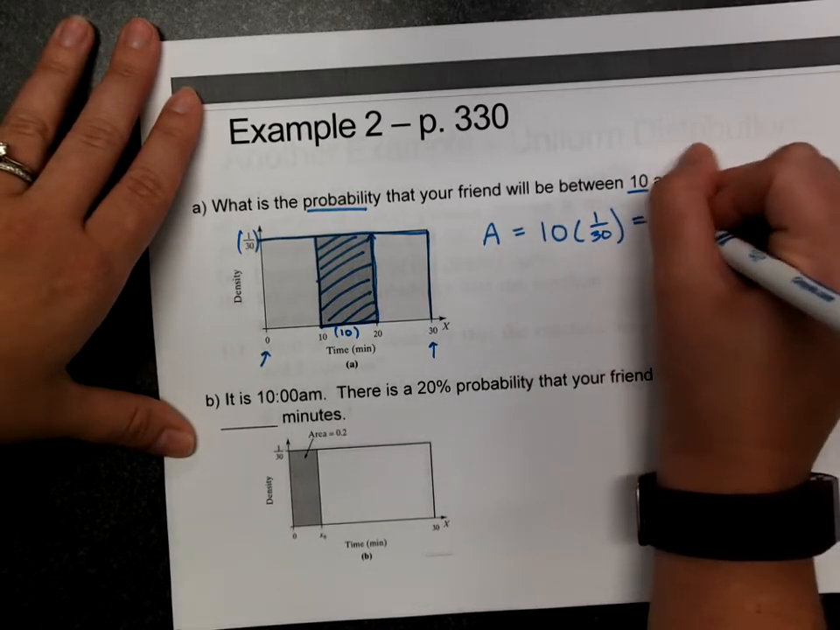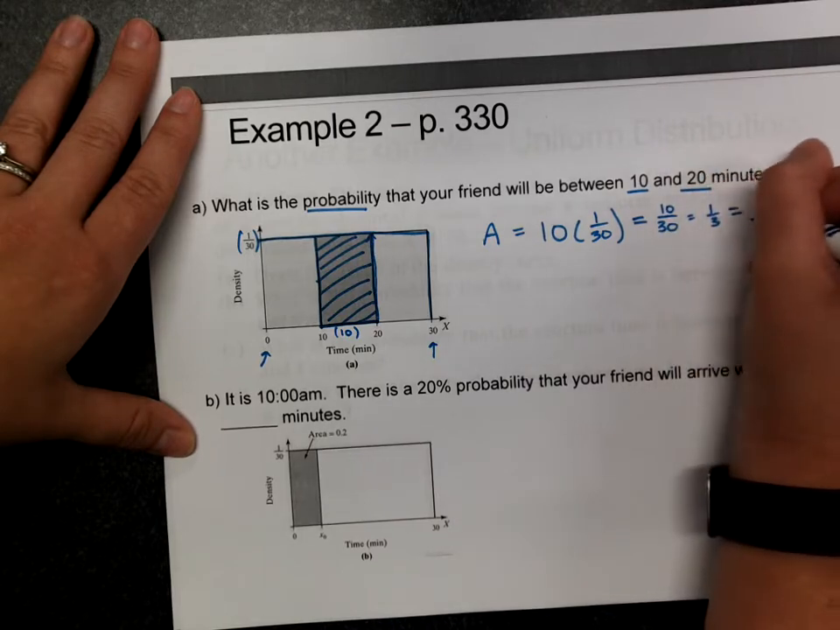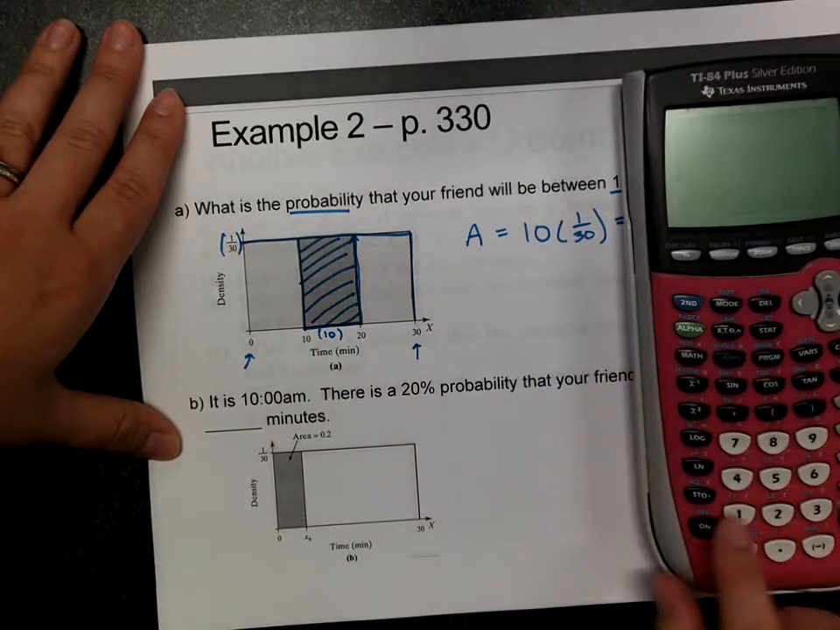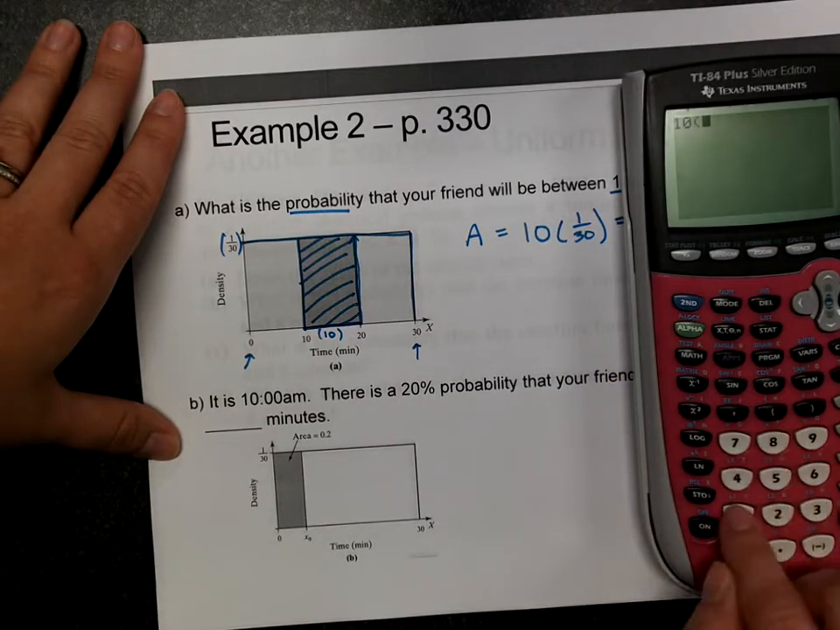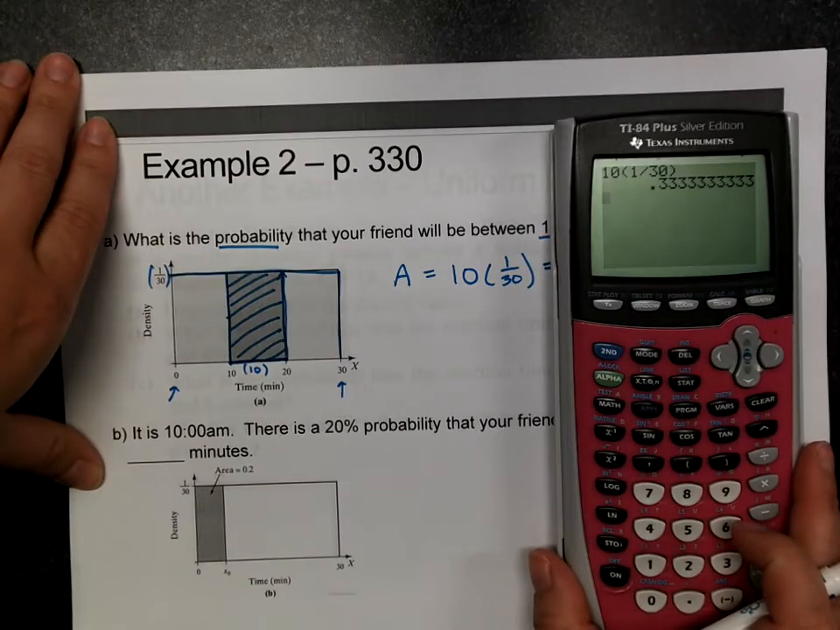This will actually become 10 over 30, which is 1/3, which is 0.3 repeating. So you can work it out by hand, or you can just type it in the calculator, 10 parentheses 1 over 30, and it will give you the decimal as well.